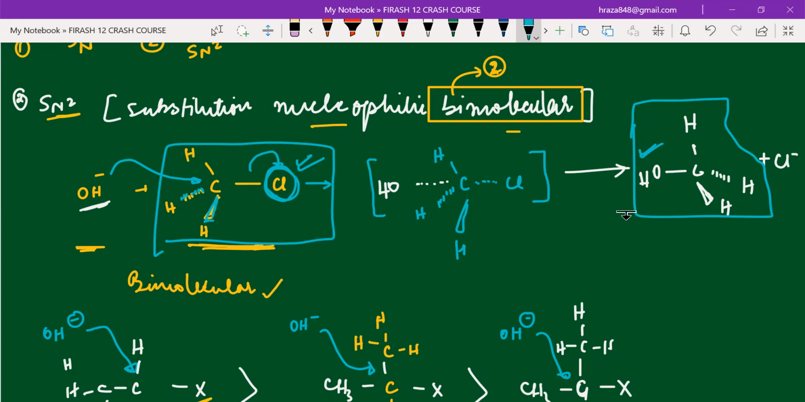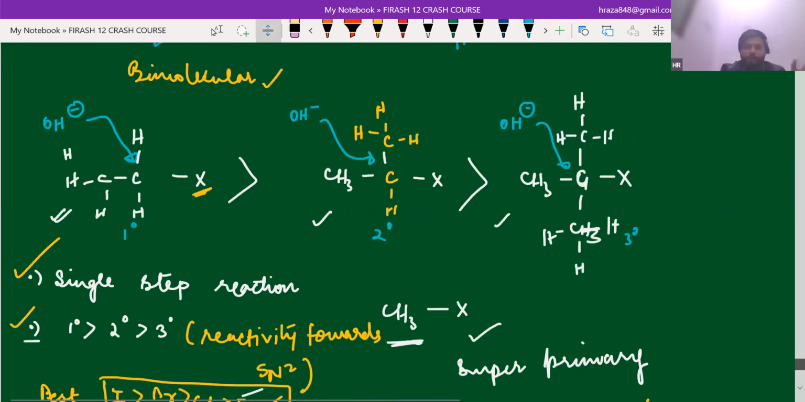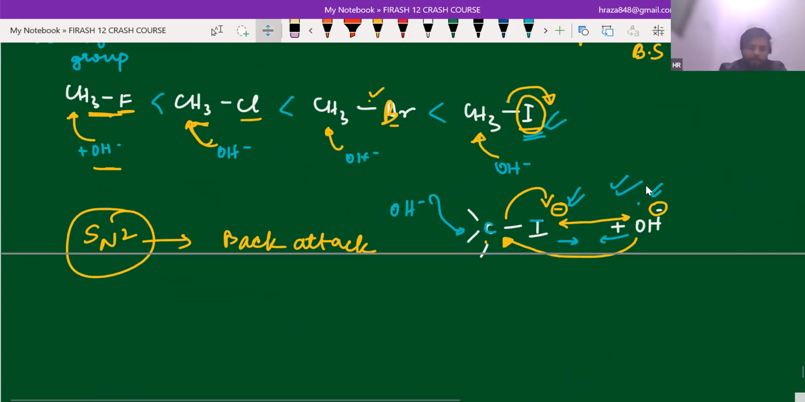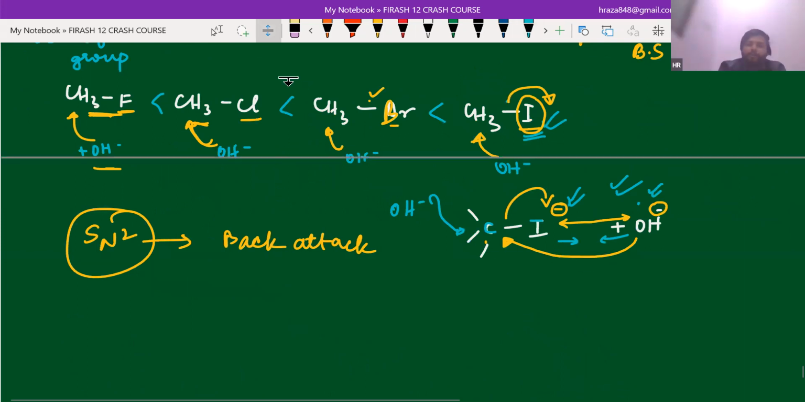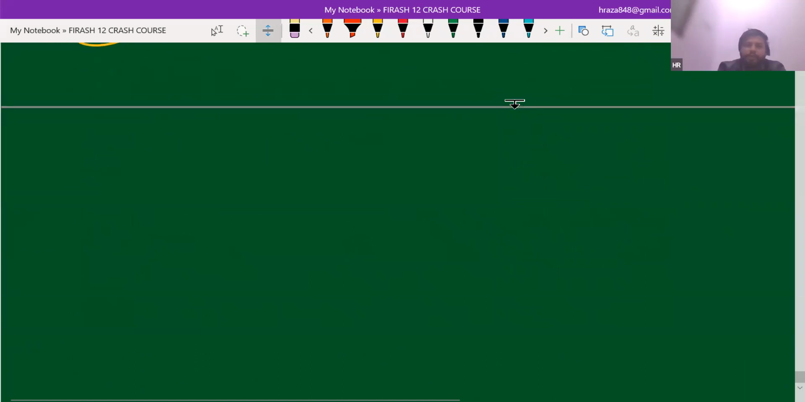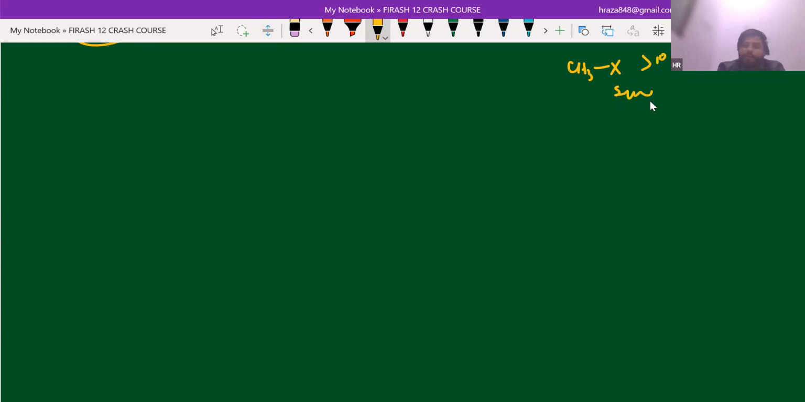This is the concept you need to learn, it is very important. So we are done with this. Let's go to the SN2. First of all, I'm again going to show you the 1 degree, 2 degree, 3 degree, and before this CH3X is the reactivity, single step. It's very important, and also inversion takes place, that we will learn in optical isomerism. And also back attack takes place.